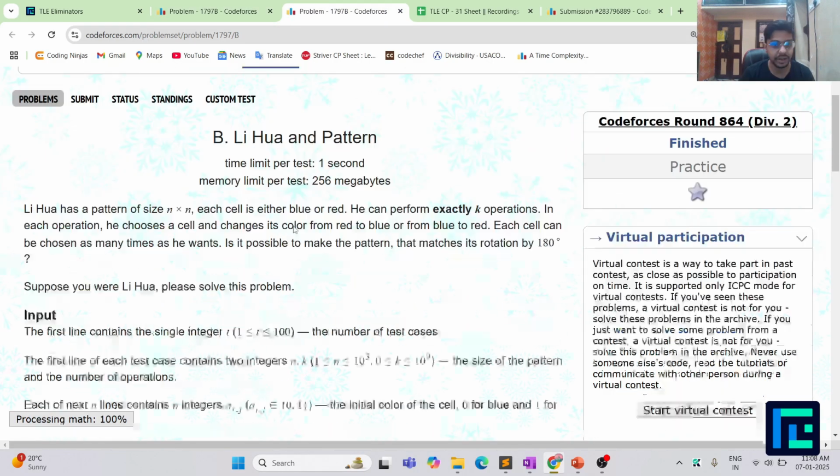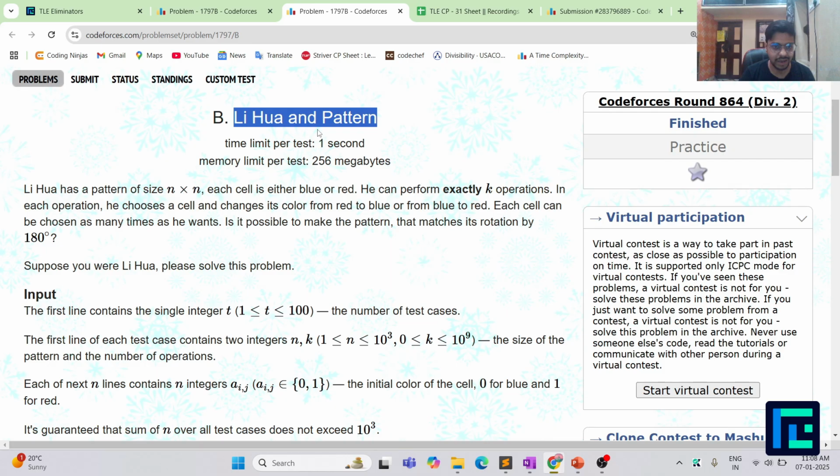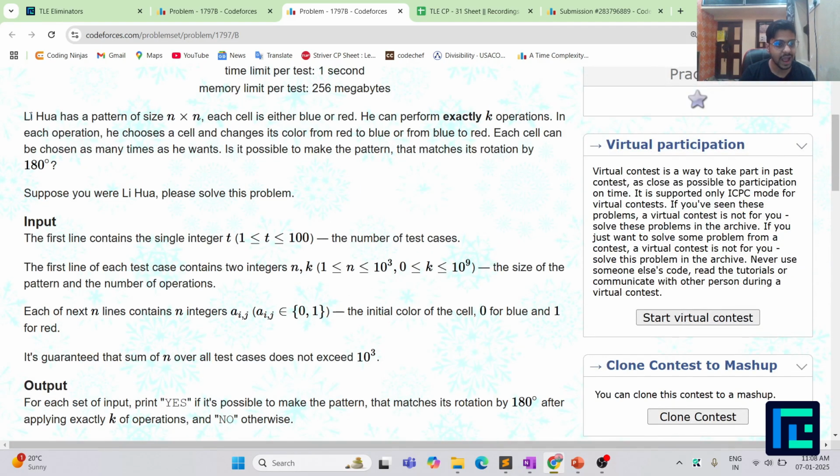So here is the problem. The name of the problem is Hua and Pattern. The question goes: Hua has a pattern of size n cross n, each cell is either blue or red. He can perform exactly k operations. In each operation, he chooses a cell and changes its color from red to blue or blue to red. So he is performing exactly k operations. That is the important thing to note down.